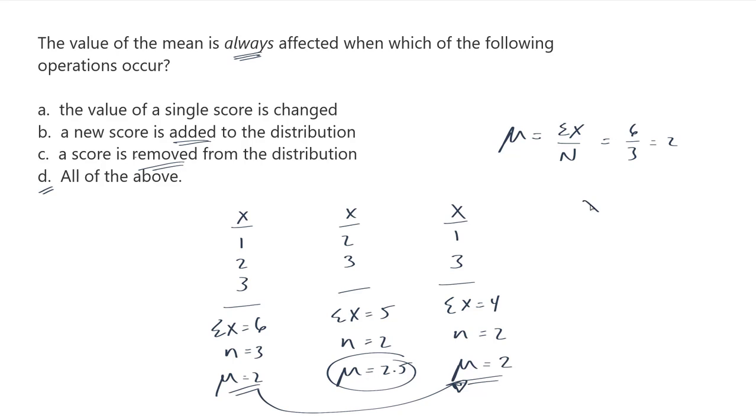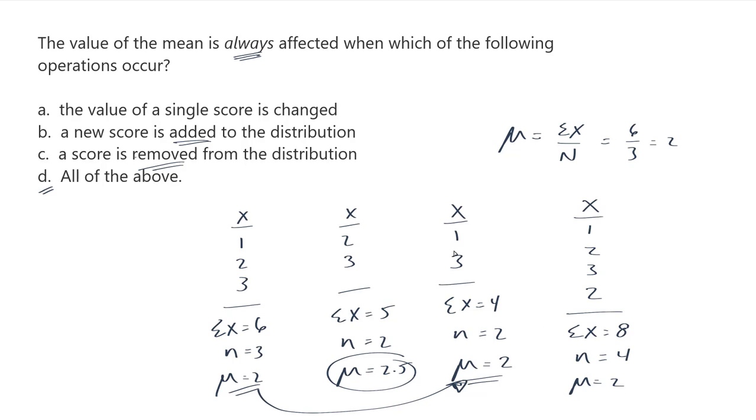If I had my original set of numbers, 1, 2, 3, and I added a 2, so now I'm adding a number, you can see that this is going to end up being 1 plus 2, that makes 3, plus another 3 makes 6, plus another 2 makes 8. I now have an extra score, so I've got 4 scores instead of my original 3 scores. My mean is going to be 8 divided by 4. It's going to be 2.